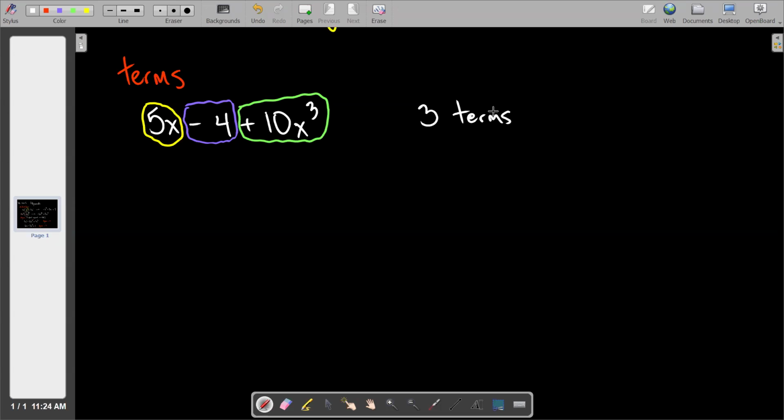Times and divide do not break terms. Only plus and minus do. So this is a 3-term polynomial.